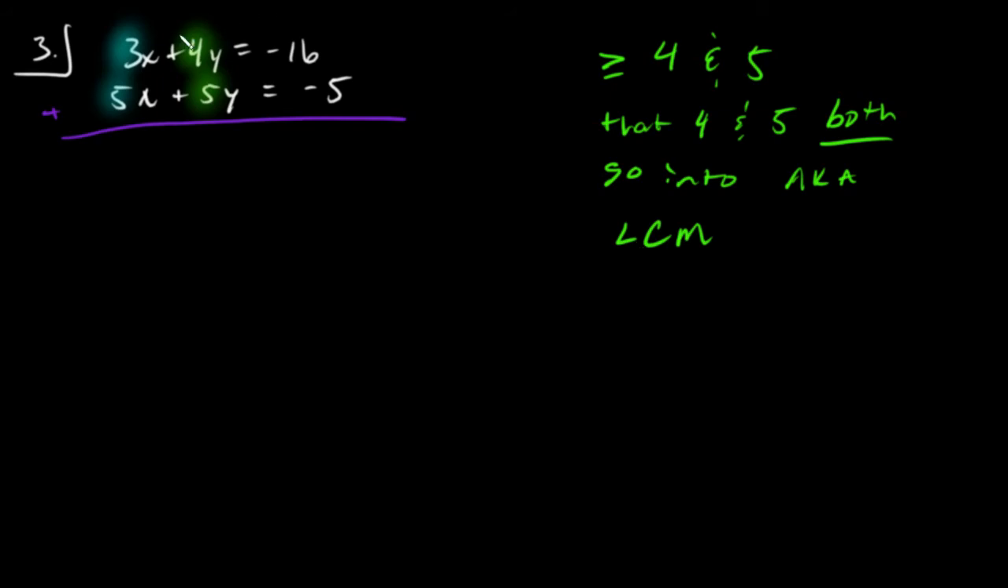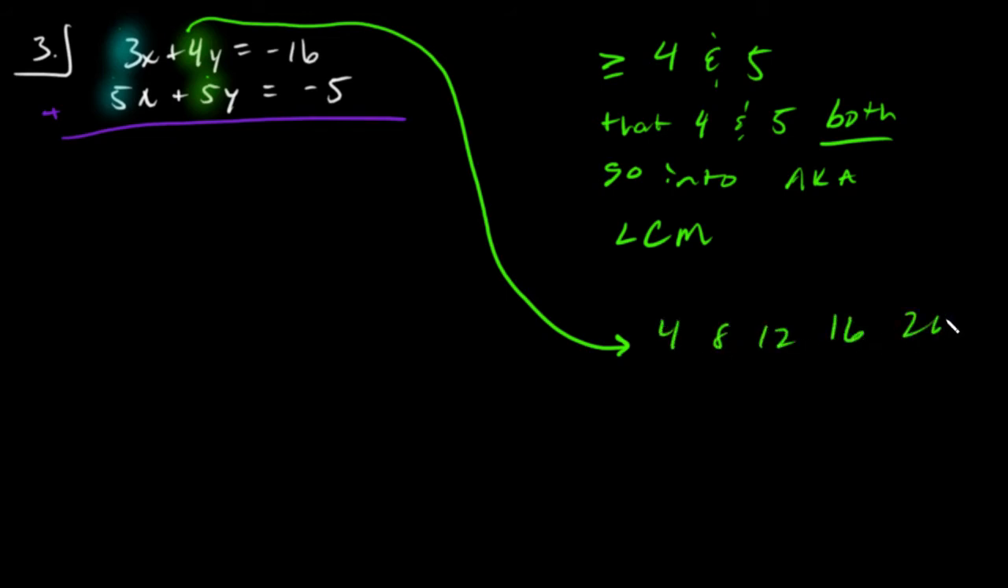So you can either do that for 4 and 5 for the y's, or for 3 and 5. I'm going to go with 3 and 5, because the smallest number that 3 and 5 could both go into is a smaller number than the smallest number that 4 and 5 could both go into. The number that 4 and 5 could both go into is 20. And if you're really bad at this, what I recommend is take the smallest number and start writing out multiples of it. So 4, 8, 12, 16, 20, and so on. Multiples. And then check those.